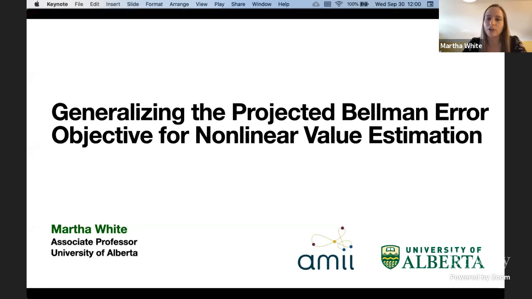And of course, this is a workshop about deep RL, so we want to ask how can we take some of our really nice theory and formalisms from the linear function approximation setting and bring it as much as possible to the nonlinear function approximation setting.